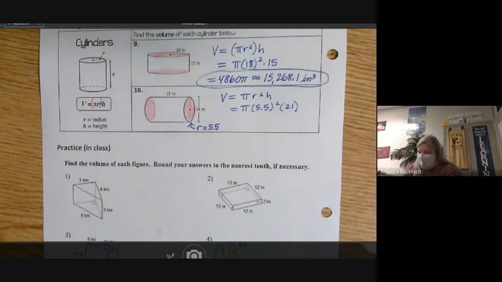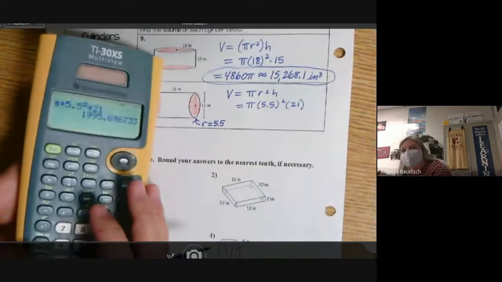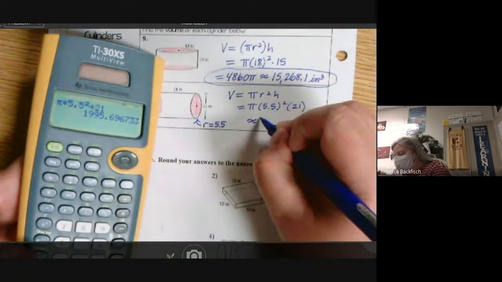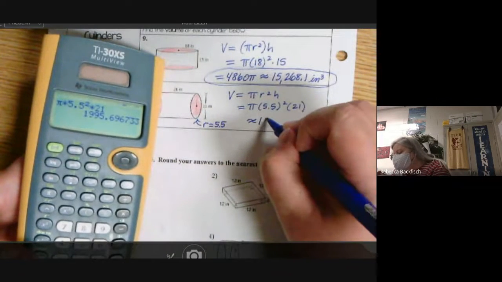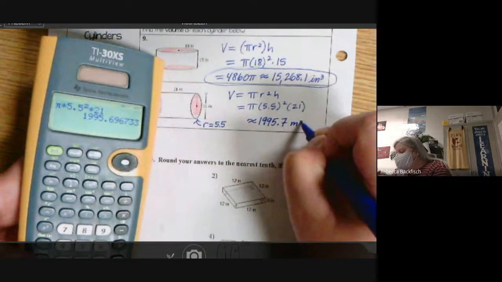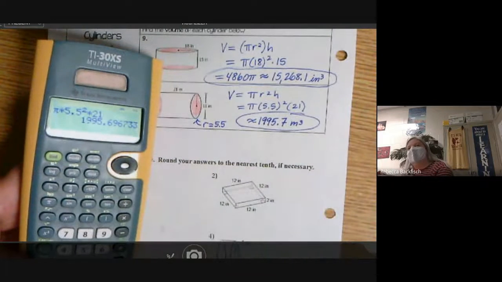You notice that the calculator thinks the same thing. It does not try to give you exact form when there are decimals involved. It's about 1995.7 cubic meters. Questions on that one?